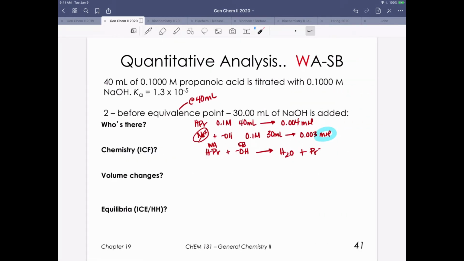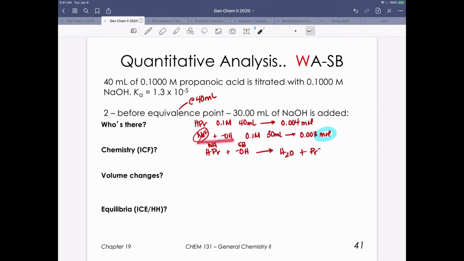So always the first thing you want to do is ask the question, who's there and what chemistry might be going on? So at this point in the titration, again, we've got our propanoic acid. It's 0.1 molar, and we had 40 milliliters in our flask. Because we know we're going to be doing chemistry after we've begun our titration, we do need to convert into the number of moles of each species that we have. So we've got 0.004 moles of HPR.